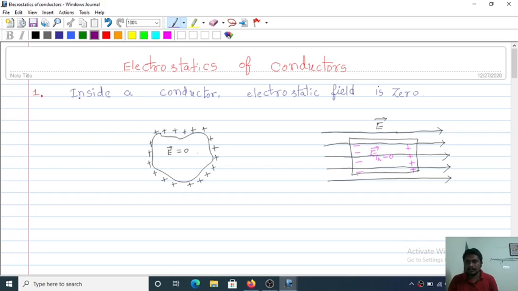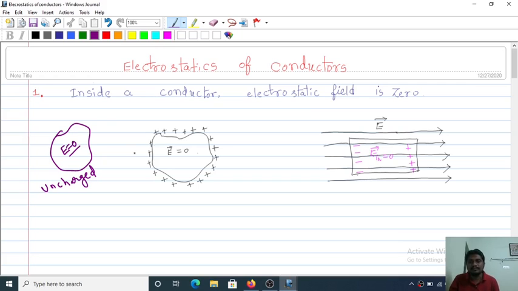The first electrical property: inside a conductor the electrostatic field is zero. Let us consider a conductor, whether it is charged or uncharged. If you take an uncharged conductor, where no charge is given to the conductor, there will be no electric field. Definitely you know it: no charge, no electric field. Electric field is due to charge, so if there is no charge, the electric field inside the conductor is zero.